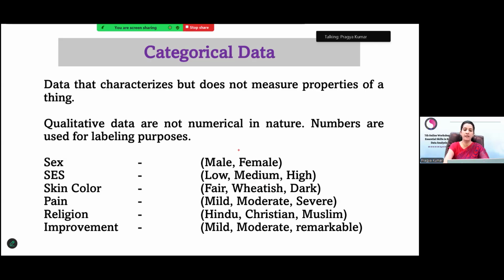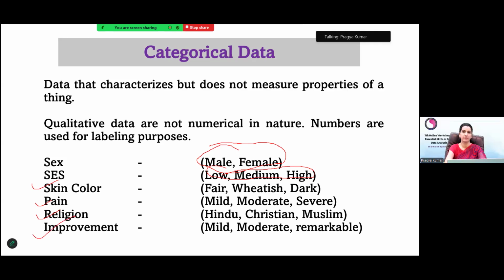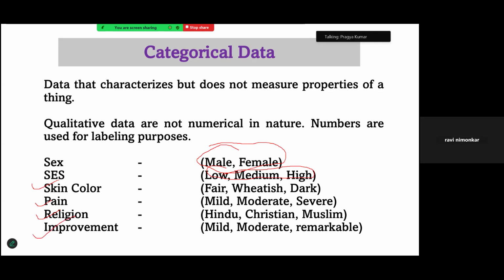If you see male and female, it is nominal. If you see socioeconomic status, it is ordinal. If you see skin color, it is nominal. If you see pain, it is ordinal. Religion, what is religion? Ordinal or nominal? Now you type in the chat box. Nominal. Yes, very right. And what is improvement? Ordinal. Very right.